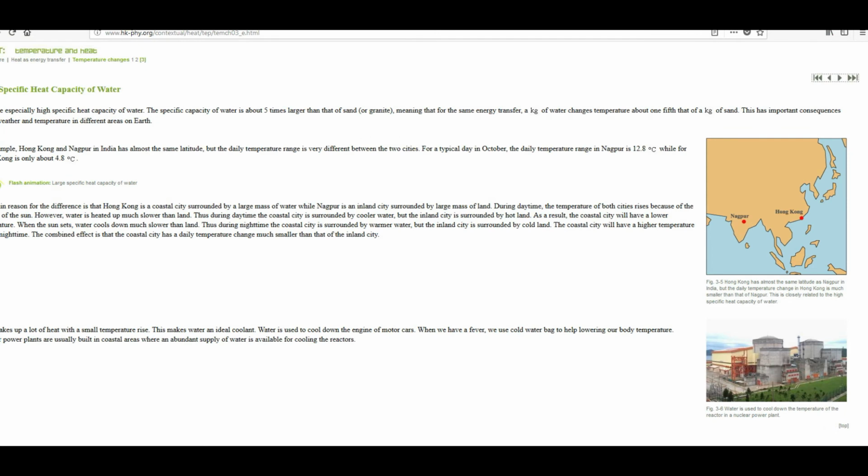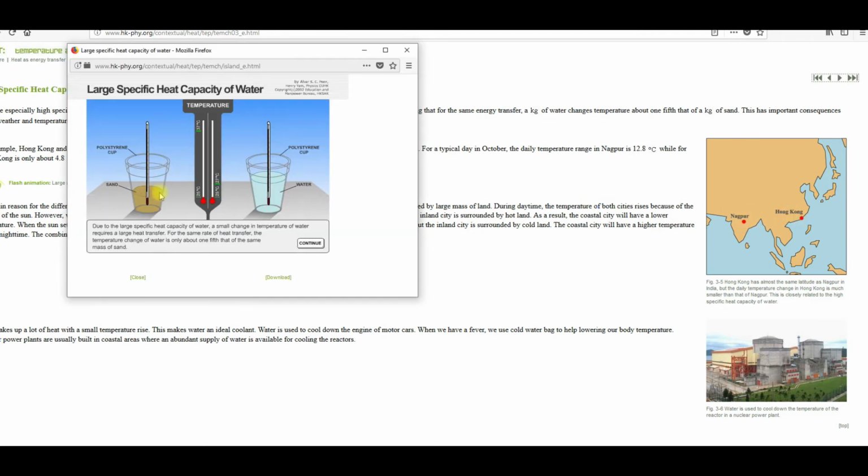We're going to take a look at the specific heat of water and sand, and we're going to look at 2 different places, Nagpur and Hong Kong. If we look at sand, it has a small specific heat, and water has a relatively large specific heat. If we transfer some heat to that, let's see what happens. Notice that the samples were put in the sun, so they received the same amount of energy. Because the sand had a low specific heat, its temperature went much higher, where the water, since it has a high specific heat, is only about 1/5 of the temperature change.